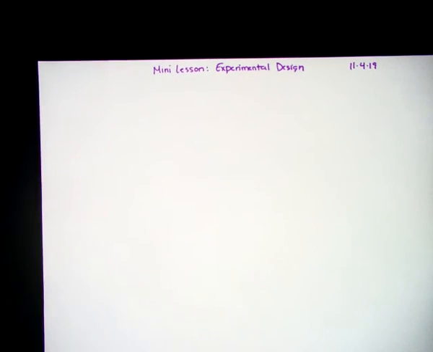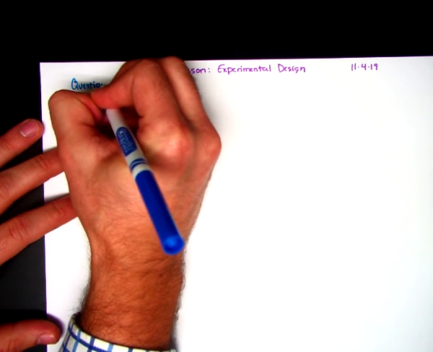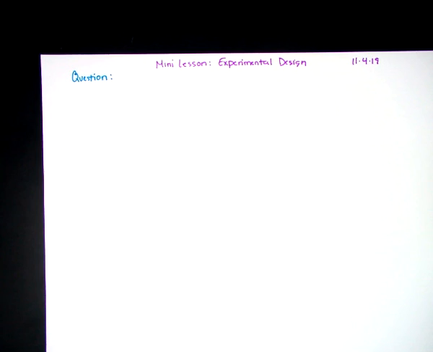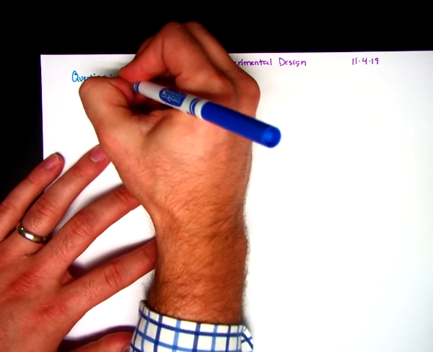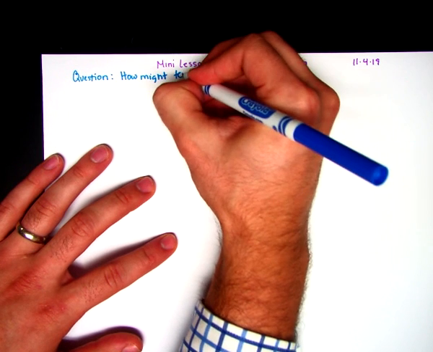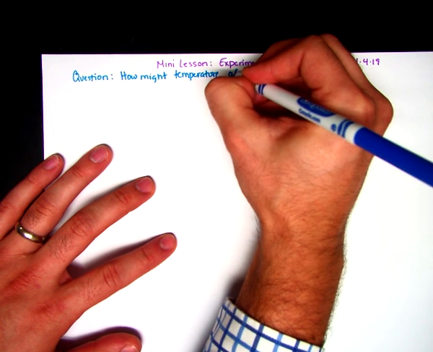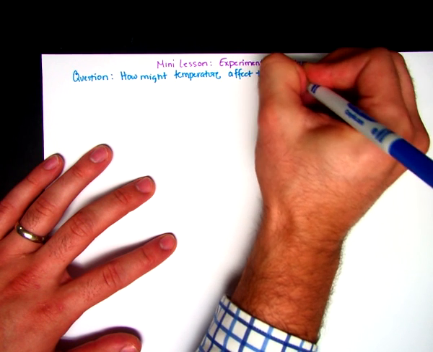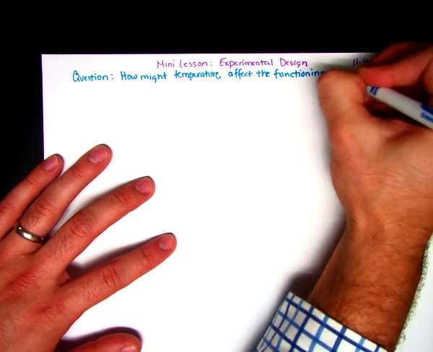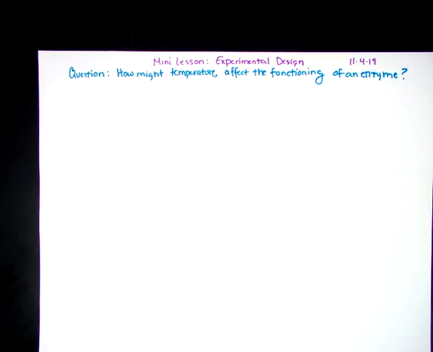So, you've probably heard that whenever we conduct an experiment, it always starts with a question that's driving the experiment. The question that we're going to use for this primer, for example, is: how might temperature affect the functioning of an enzyme? Okay, so that's the question that we're going to be starting with.